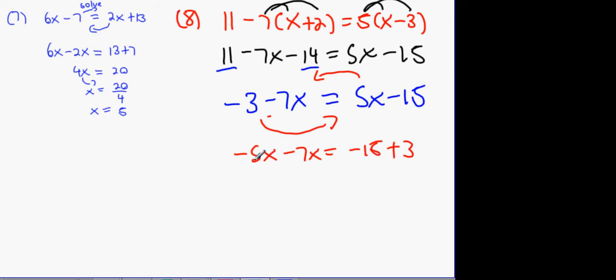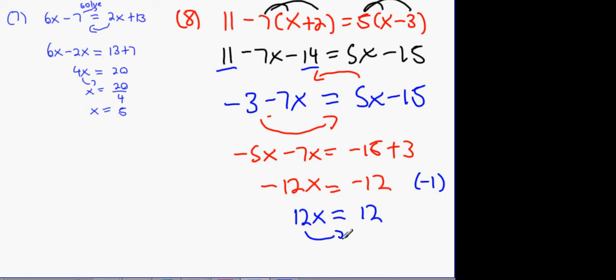Okay? What's minus 5x minus 7x? Minus 12x. You owe somebody €5, then you owe another person €7, means you owe somebody €12 in total. What's minus 15 plus 3? Minus 12. Now finally, you can just multiply both sides by minus 1. And what happens when you multiply stuff by minus 1? So it's 12x equals 12.